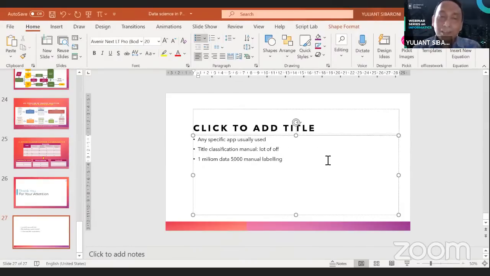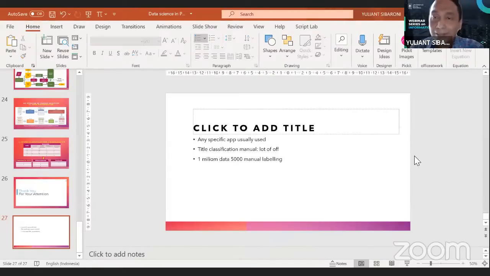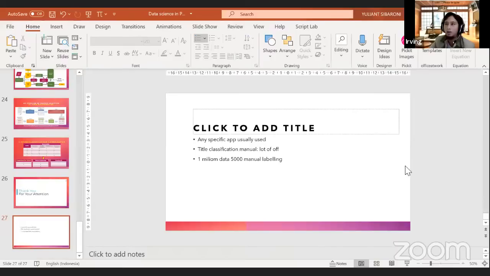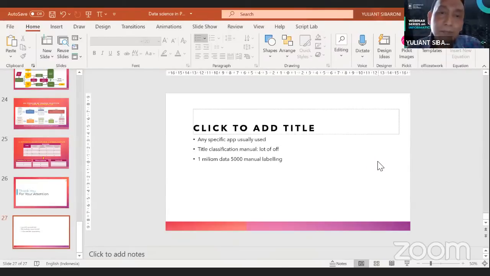So as far as using semi-automatic class labeling, you suggest to use semi-automatic. Yes. Semi-automatic. Okay.